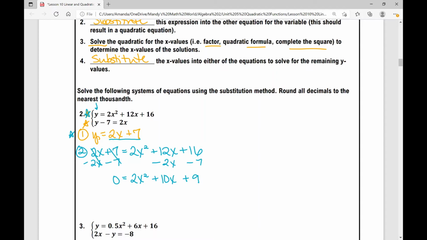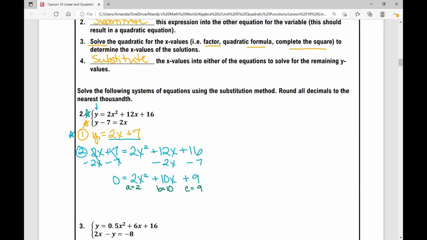I can't solve this by factoring because it's not factorable, right? I'm thinking 2 times 9 is 18. What two numbers would multiply to 18 and also add to 10? Well, there are none, right? I've got 6 and 3, 9 and 2. None of those add to 10. So what I'm going to do is use the quadratic formula. And that is going to look like this. I know a is 2, b is 10, and c is 9.